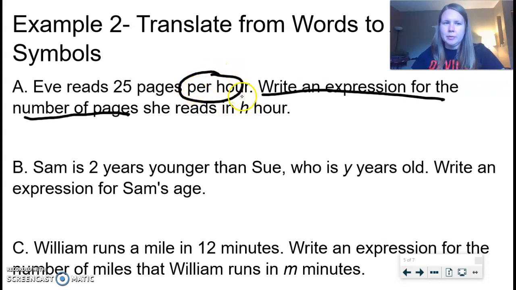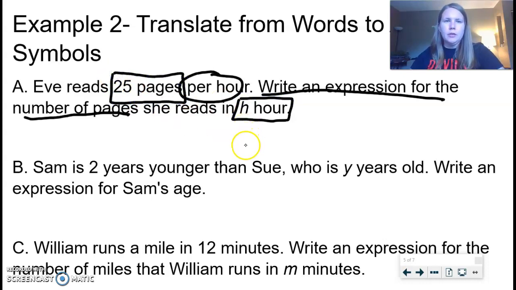So this is how many she reads per hour. Then you want to box in any part in words or maybe numbers. So I would say H, your hours, is important, and the 25 pages is important. So she reads 25 pages per H hours.